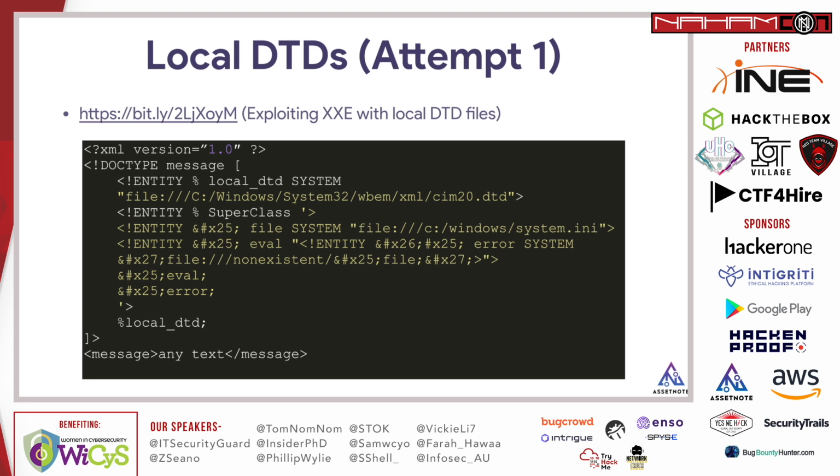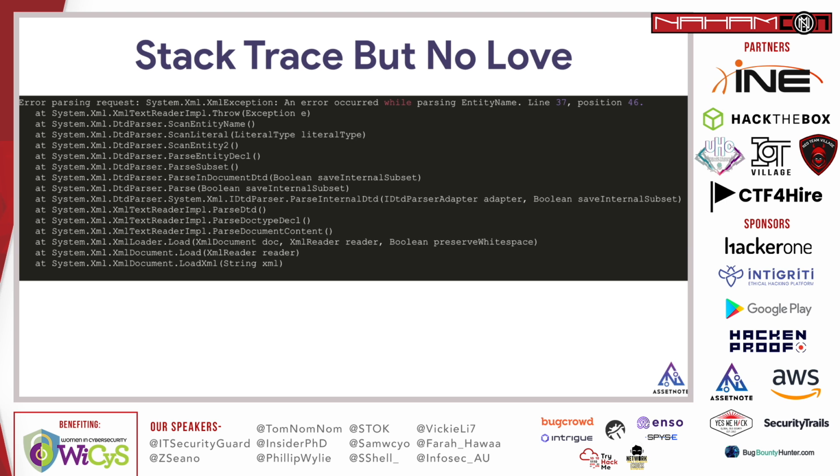However, what can often happen in this scenario is you can find that the XML parser might actually not respond with the data of the file. You can see here that we've got our local DTD, we've got our local file to read, and we've got the side channel leak. However, when you run that request, the response might be something like this, where it says an error occurred while passing entity name, line 37, position 46. So it is reading some sort of data, but it's not giving that data back to you. The error message does not contain the contents of the file.